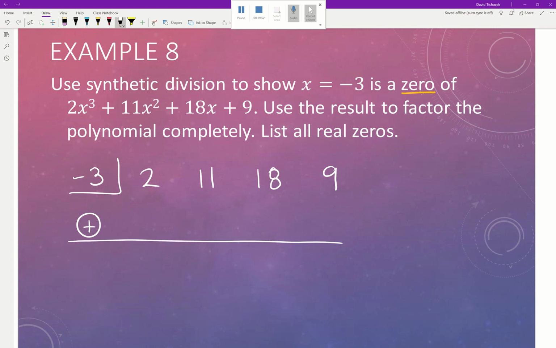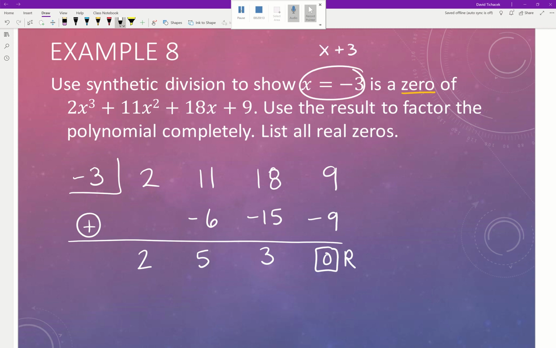Going through the algorithm here, you drop the 2 and then multiply, add, multiply, add, multiply, and then take a look there, right? We ended up with a remainder of 0, so that's pretty nice. Because the remainder is equal to 0, the factor theorem says that the factor this 0 came from, which would look like x plus 3, is going to be an algebraic factor of the polynomial that we started with, right?